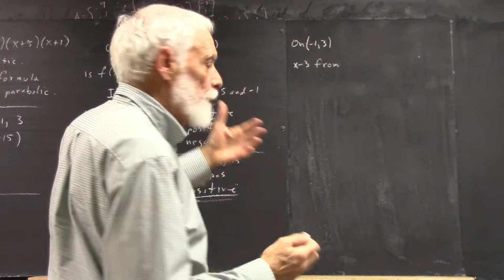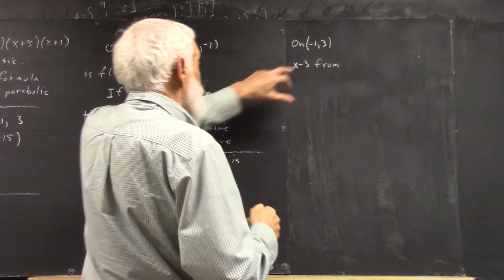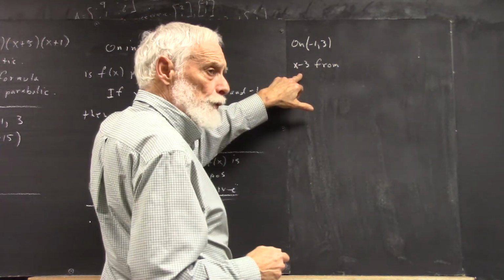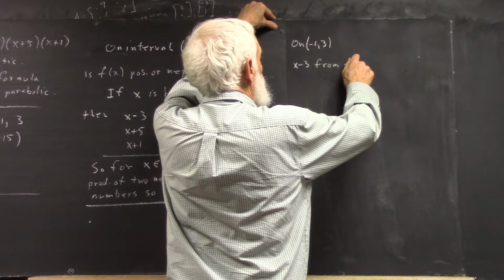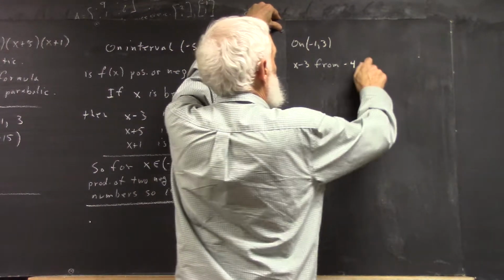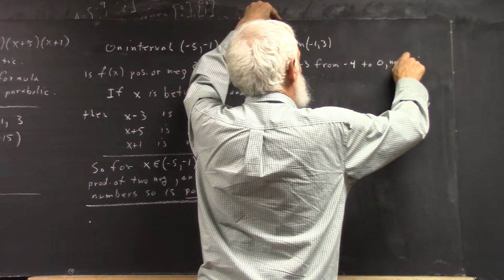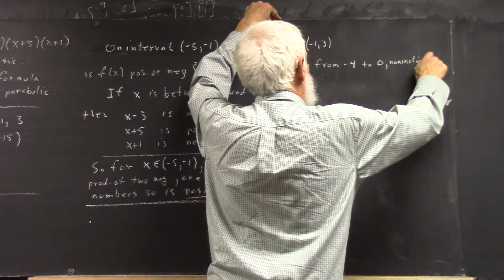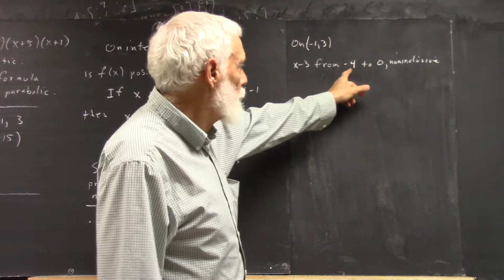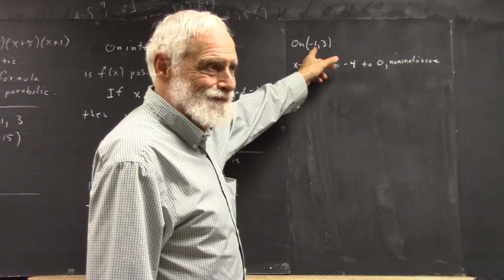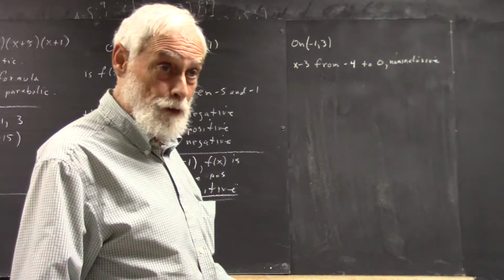Just to clarify a few things that I saw when I looked at about half your papers. On the interval from -1 to 3, x minus 3 goes from what to what? Well, from -1 minus 3, that'd be -4, and 3 minus 3 is 0. And that's non-inclusive, meaning I don't include the -4 or the 0 because -1 and 3 don't get counted, right? Because of the open interval, okay?